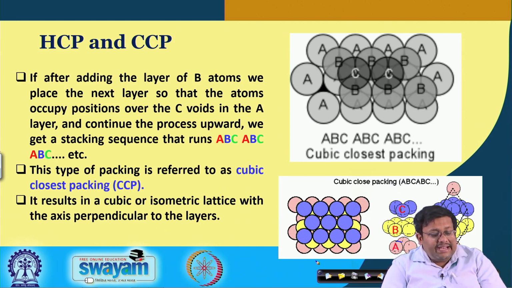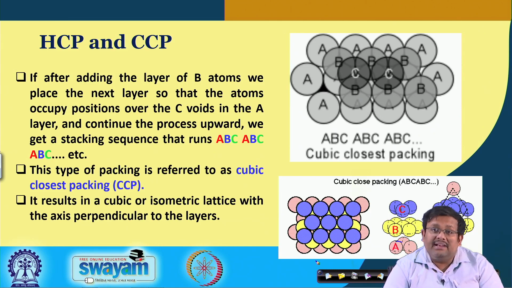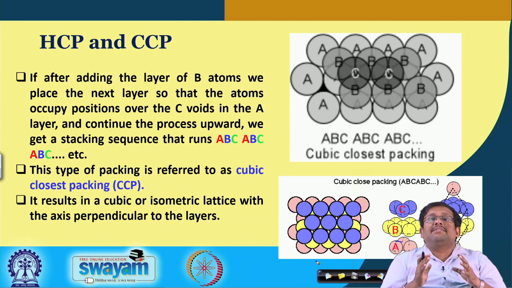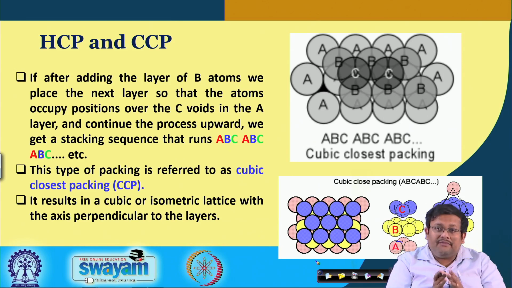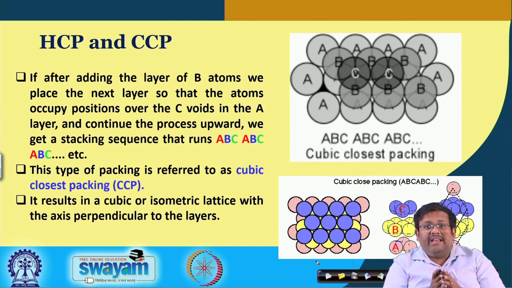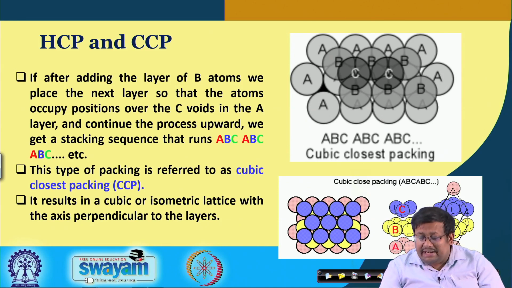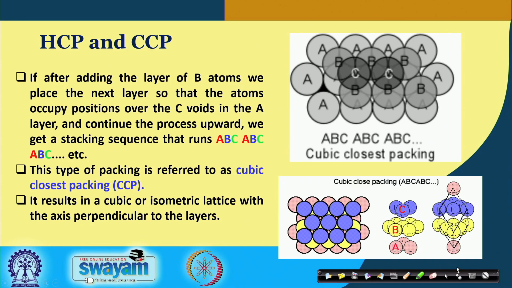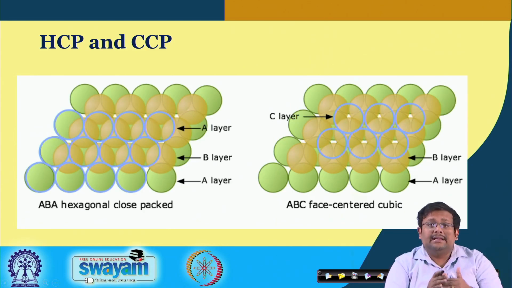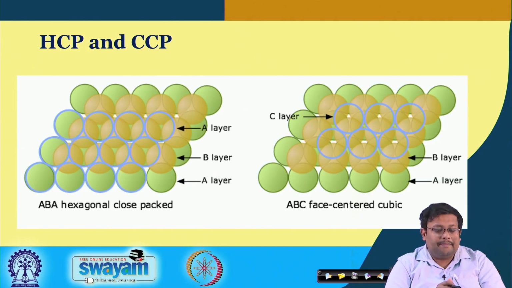So, it results in a cubic or isometric lattice with the axis perpendicular to the layers. So, now we have seen the 12-fold coordination. What is a 12-fold coordination? Then hexagonal closest packing and cubic closest packing. So, let us move ahead and see them side by side.